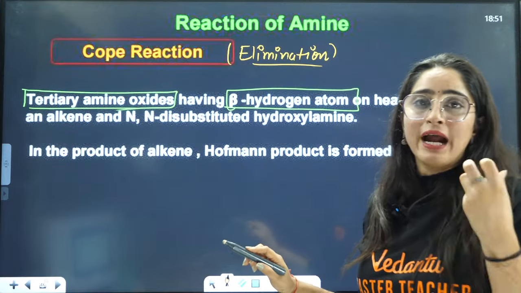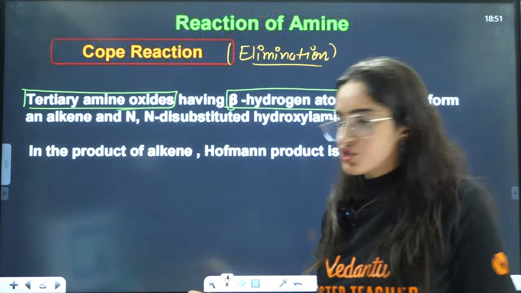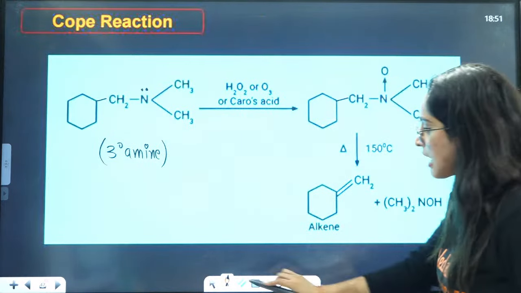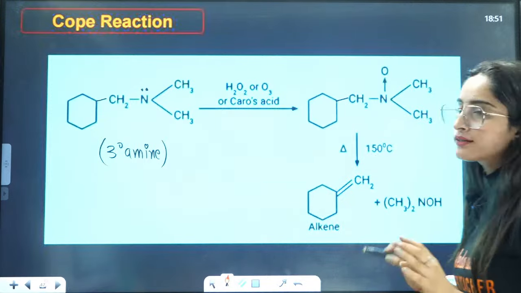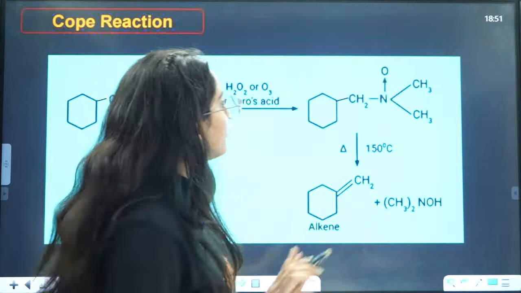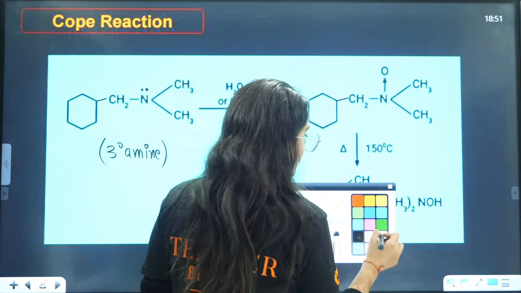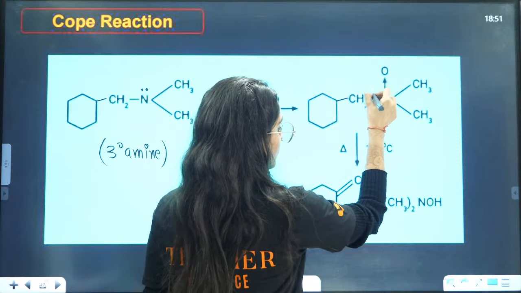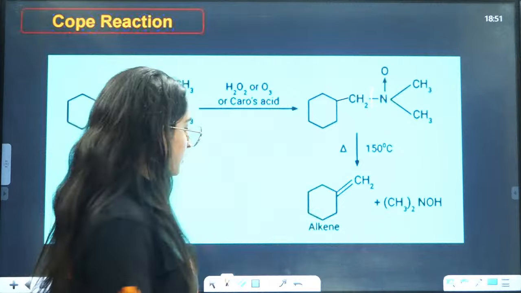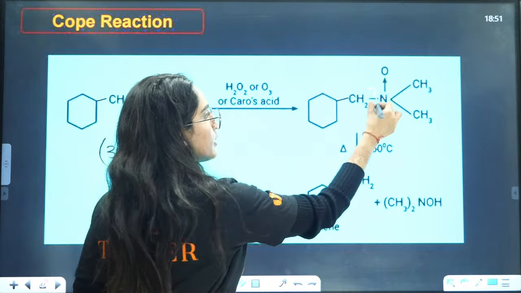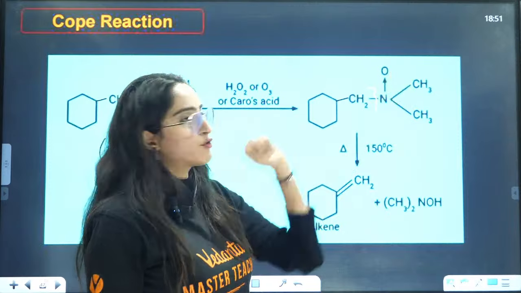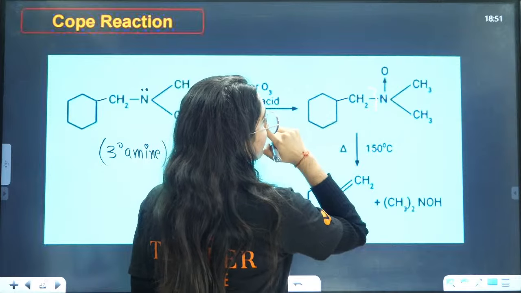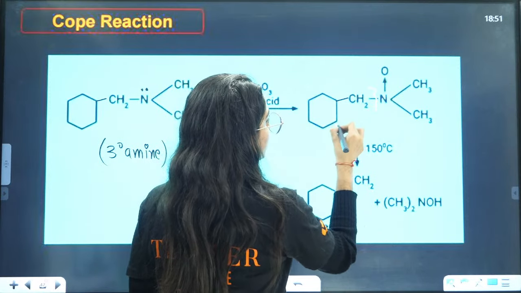Because now you have the linkage of oxygen there. Now this is a tertiary amine oxide only. They are saying that when you heat the tertiary amine oxide, very important thing, very simple: this bond will break here, and here you will have the addition of hydrogen from the beta position. This is the beta position, alpha, beta.